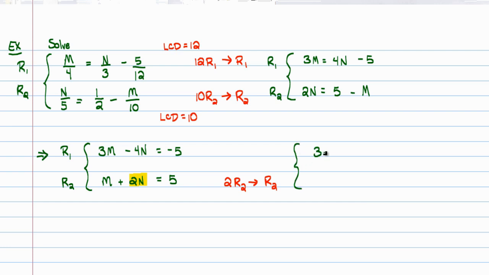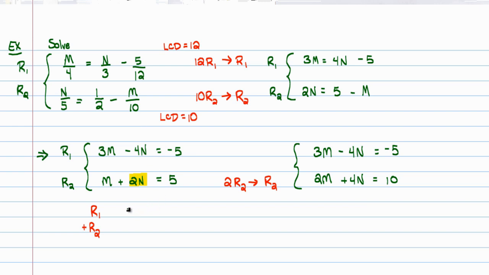So let's do that. Row 1 didn't change, so that's just 3m minus 4n is equal to negative 5. Row 2 is just twice everything it was before. So I have 2 of those m's, positive 4 of those n's equals, and remember the right-hand side you also multiply by 2, so that's 10. At this point, since the coefficients of the n's are opposite, I'm just going to add row 1 to row 2. When I do that, you know that these n's will cancel out nicely.